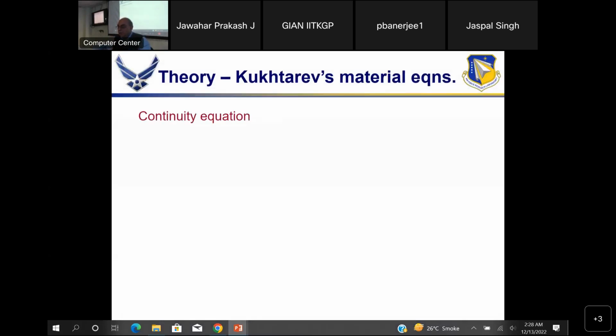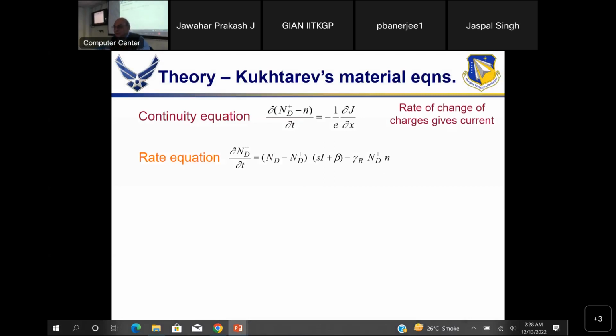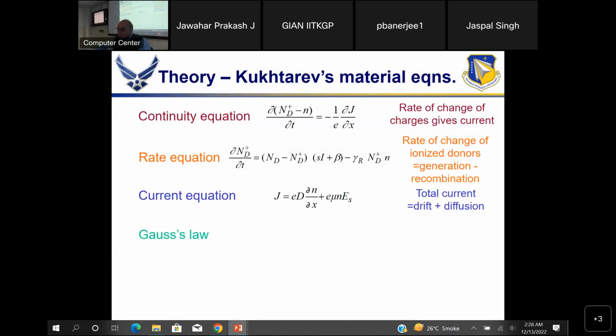All right. So how are these materials, so to speak, modeled? Okay. Not easy. As I said, I was again very fortunate to be still interacting, as a matter of fact, with the person who put all these equations together. His name is Nikolai Kukhtarev. So these equations are named after him.